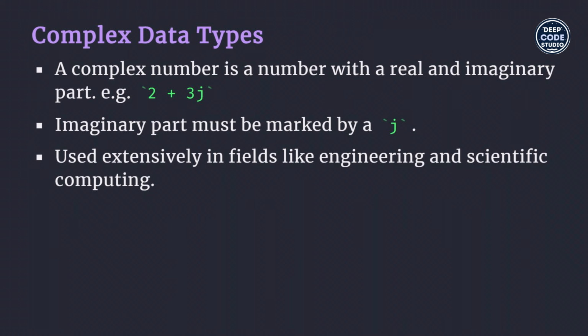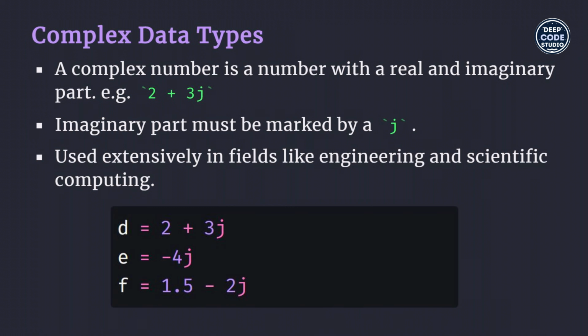Then there is another data type known as complex numbers, which has both a real and an imaginary part, and they are crucial in fields like scientific computing. In Python, the imaginary part is marked by j. Don't use anything other than j, or Python will throw an error. So you can define complex numbers as d = 2 + 3j, where 2 is the real part and 3 is the imaginary part. e = -4j, where there is no real part but the imaginary part is -4. In the same way you can define f.